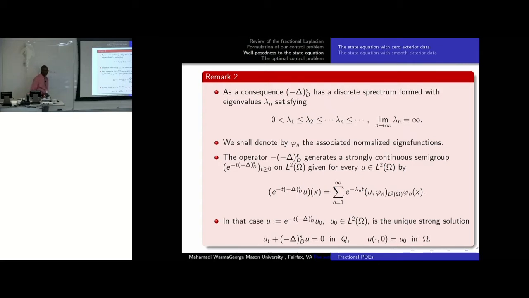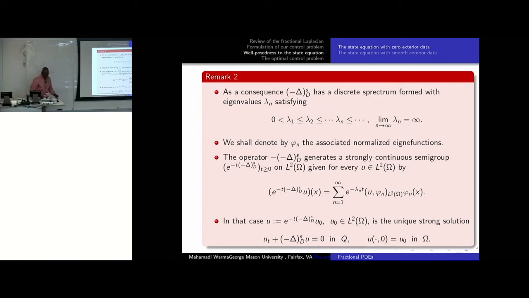Dr. Warma, for the first bullet, I'm wondering whether people already know if lambda 1 can be lambda 2, the simplicity of eigenvalues. Have people already proven or disproven that lambda 1 can or cannot be lambda 2 and so on?